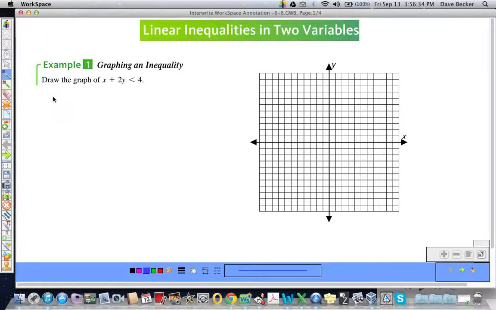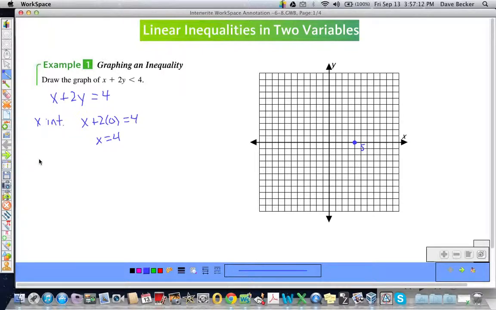Well, first we're going to graph a line. And the line we're going to graph is x plus 2y equals 4. We can easily do that using the x and y-intercepts. So to find the x-intercept, I'll let y be 0. So that would be x plus 2 times 0 equals 4. So x would equal 4. I have an x-intercept of 4.